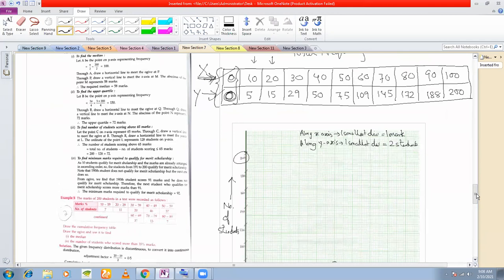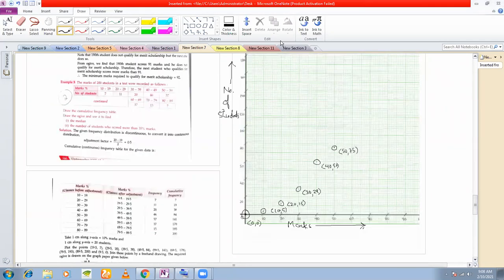The next is 60, 109. So you have your 60 here and you keep moving up. This point is your 100. So 109 would be this: next division would be 102, next would be 104, next division would be 106, 108, 109. So here should be your 109. This is 60, 109.